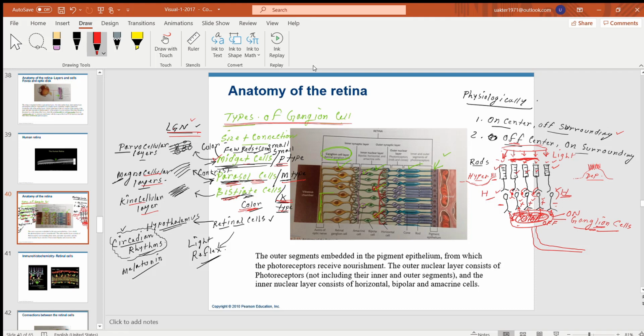And other two types of cells, there are some cells, only few, they send signal when they are excited by the light. They send signal to the hypothalamus and activate the secretion of melatonin and regulate the circadian rhythm.